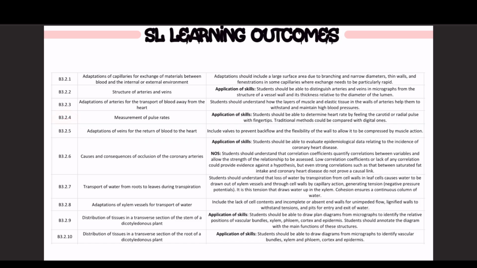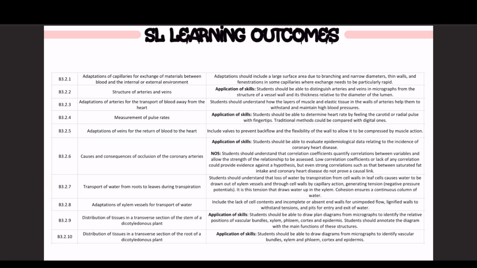We then looked into how pulse rates can be measured, both in traditional mechanisms such as using your fingers, or using digital ones such as oximeters. Finally, with respect to animals, we looked at the causes and consequences of the occlusion of coronary arteries and the idea of coronary heart disease. This then led into the discussion of correlation and causation. Just because variables are correlated does not necessarily mean that they are causational. And understanding this distinguishing point is really, really important.